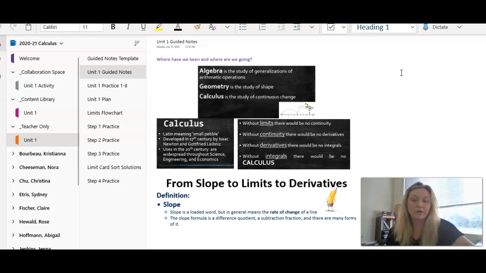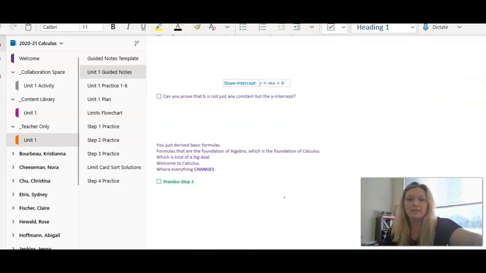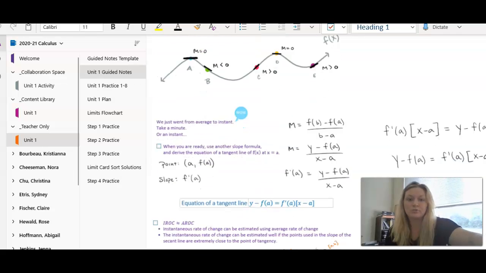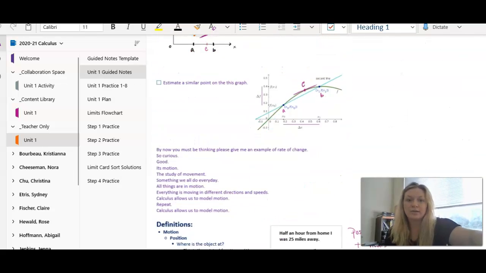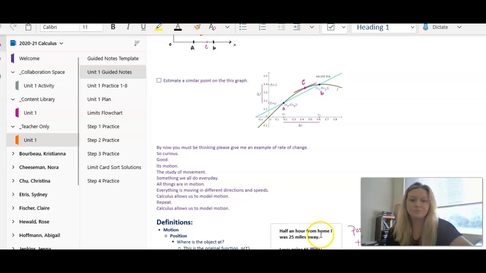It's also helpful if they're out of class to check the class notebook to see what we did that day, because they can keep up with what notes we took, etc., that they might have missed.